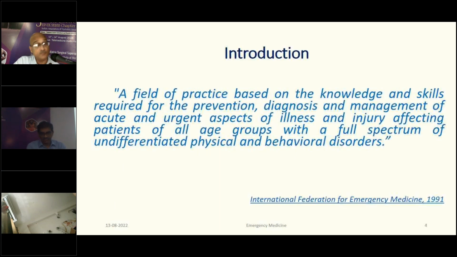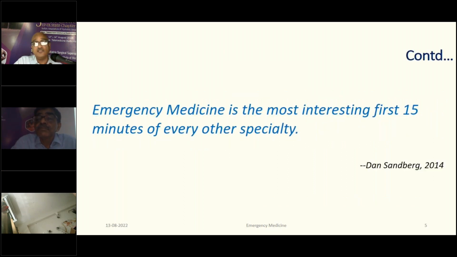So to start, I would say it's a field of practice which is based on knowledge and skills which are required for prevention, diagnosis, management of acute as well as urgent aspects of illness and injury affecting patients of all age groups with a full spectrum of undifferentiated physical and behavioral disorders. It can also be considered as the most interesting first 15 minutes of every other specialty.